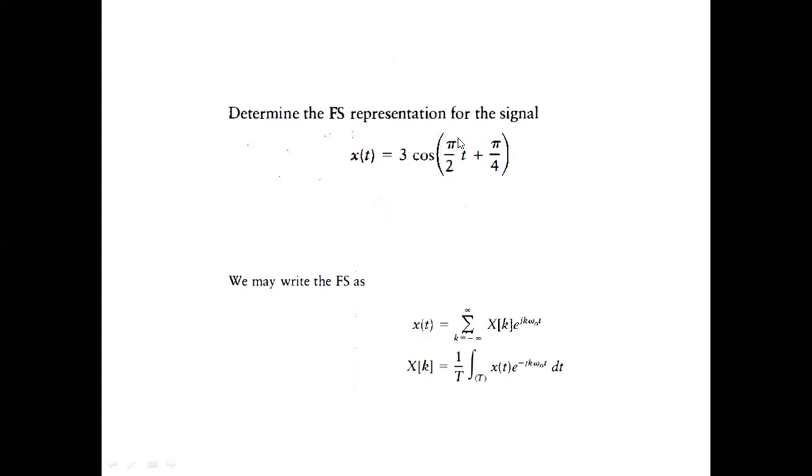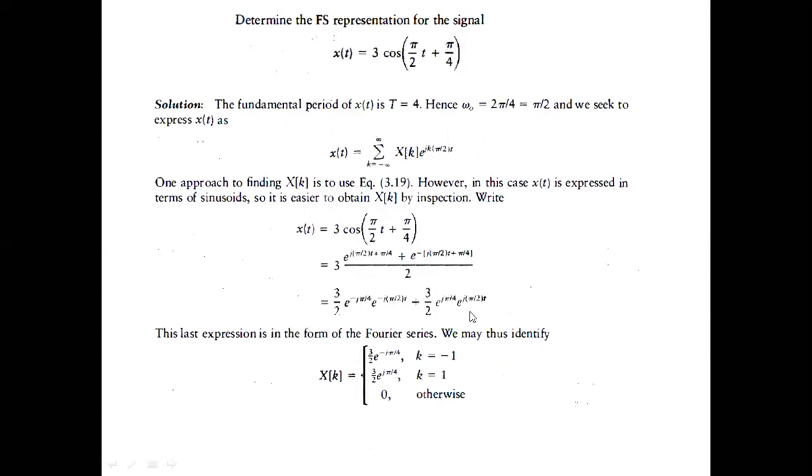So for a change, we will not substitute in the expression; rather we will take the standard expression and compare. What the author has done is compare x of t to this representation of x of t. This is the formula for the inverse Fourier series, x of t in terms of x of k. The moment you see a sine or a cos, you represent it in terms of complex exponentials.